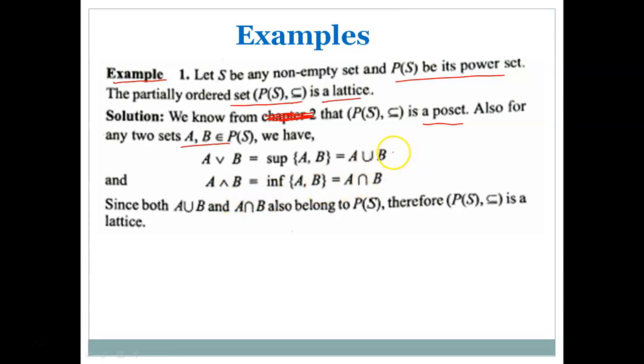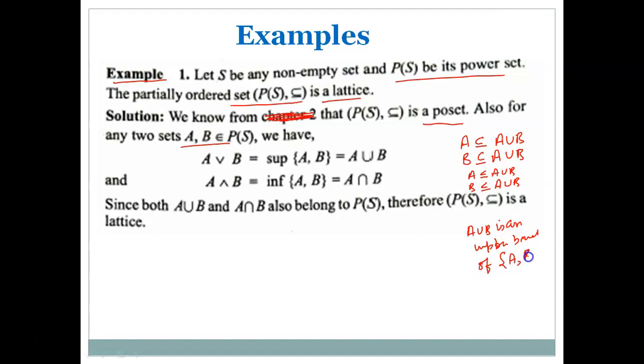In lecture 4 I discussed that if we have A union B, then definitely A is a subset of this as well as B is a subset of this A union B. So we can say A is less than or equal to A union B and B is less than or equal to A union B. So you can say that A union B is an upper bound of the set {A, B}.